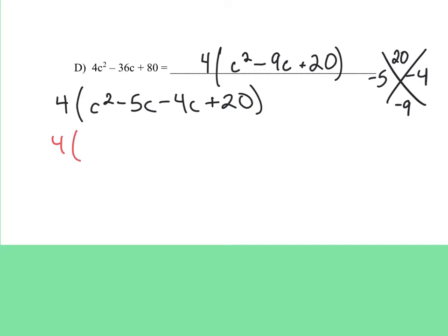What do I do now, Carson? C squared minus 5C plus parentheses negative 4C plus 20. Is there a C on that 20? No. Okay. C squared minus 5C. Say it again. C goes in.